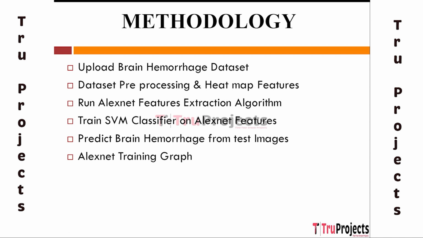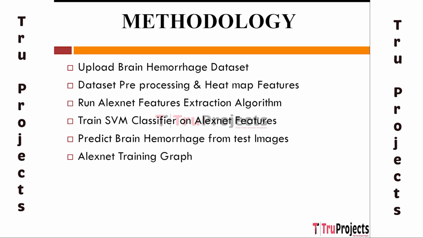Third module is Run AlexNet Features Extraction Algorithm. AlexNet is a deep convolutional neural network architecture that can be used for feature extraction. In this module, the pre-trained AlexNet model is loaded, often pre-trained on a large dataset like ImageNet, and the fully connected layers are removed, leaving only the convolutional layers.